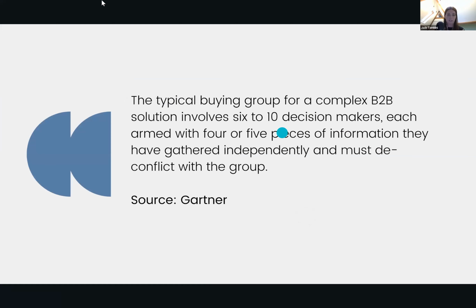And this is relevant to what we're going to talk about today. The typical buying group for a company for a complex B2B solution involves 6 to 10 decision makers. And each of them will come armed with 4 or 5 pieces of information that they have gathered independently. They then come together with all that information and they need to deconflict within that group. So if you imagine 10 people in a room, 50 pieces of information coming together, varying needs, varying frustrations, varying pain points. Some will want this solution to go ahead more than others. Others won't want the pain of change.